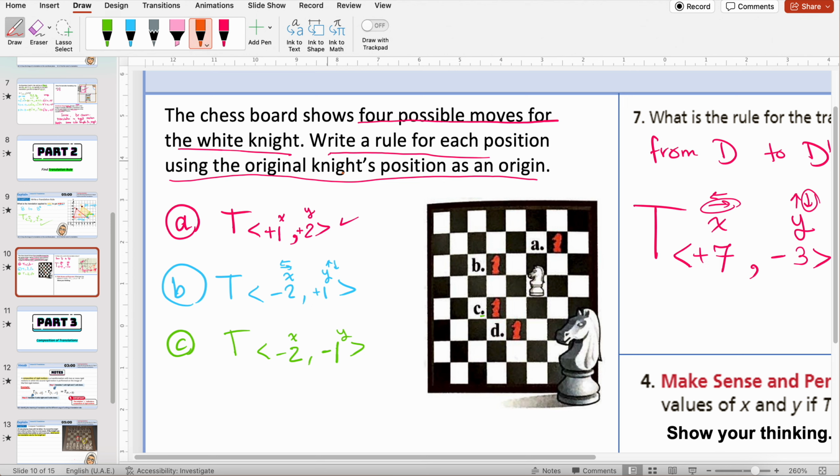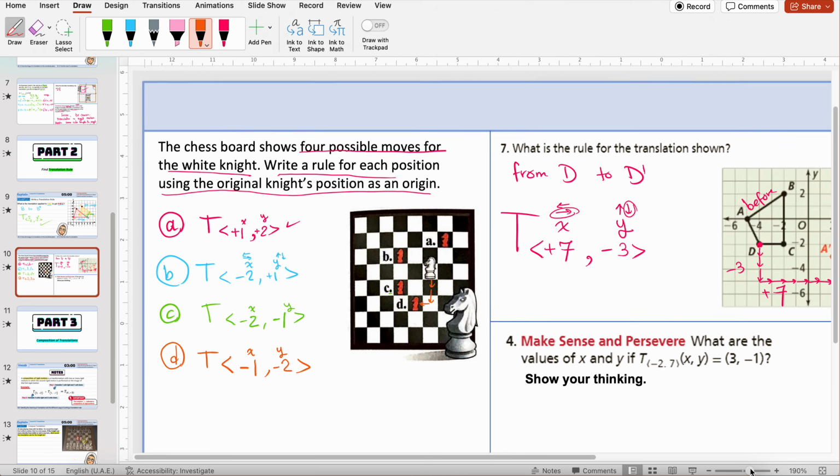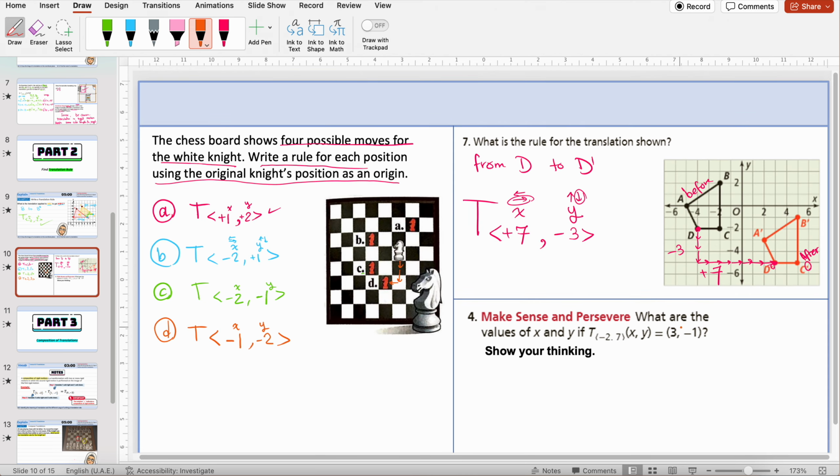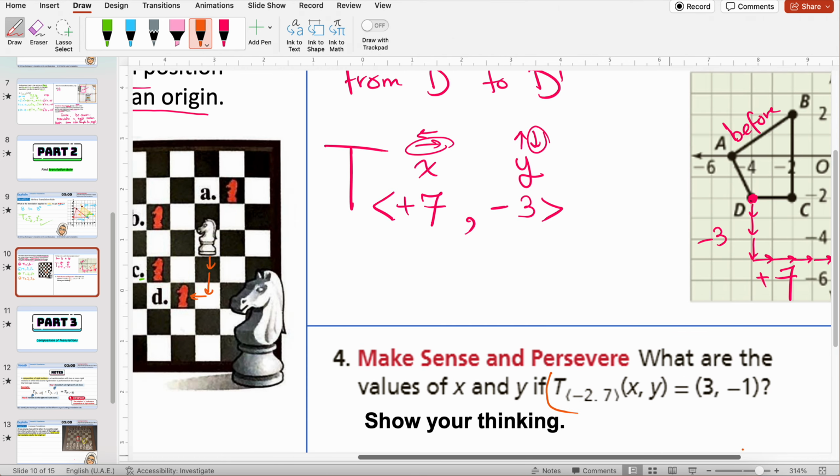Now lastly, let's take an orange color. Option D. I can move 2 down and 1 left. Sorry, I want to go 1 left and 2 down. It's the same. So how can I write that? 2 down, meaning 2 on the Y, down. 1 left, 1 on the X, left. That's it. Very easy.